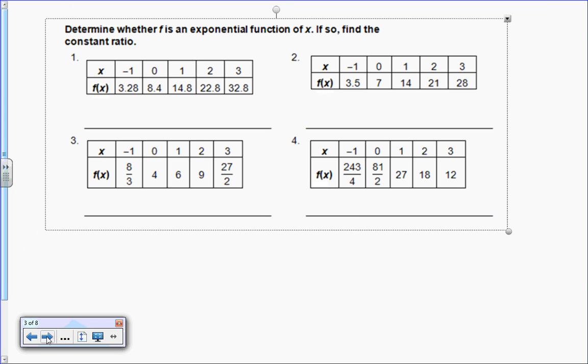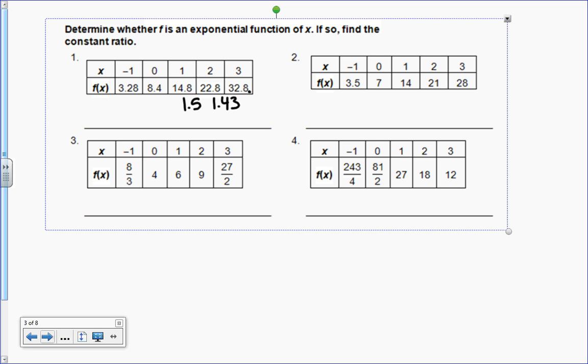All right, let's go to the next example. Determine whether f is an exponential function. If so, find the constant ratio. So for exponentials, you have to divide. Instead of subtracting, you would divide. So for this one, we would take 32.8 right here and divide 22.8. Let's see, we get 1.43. Now we get a bunch more, but 1.43. Then we go 22.8 divided by 14.8, and we get about 1.5.